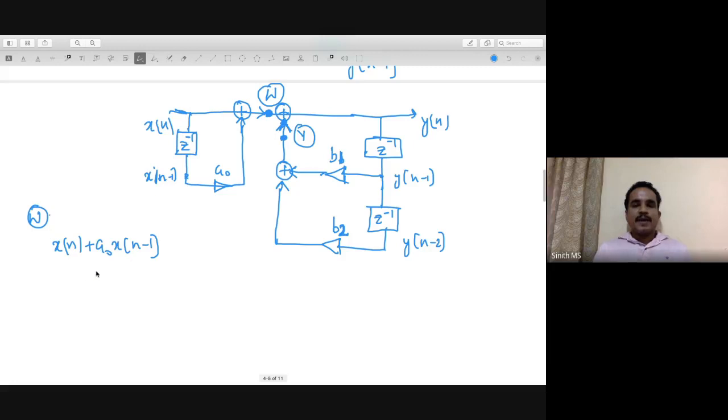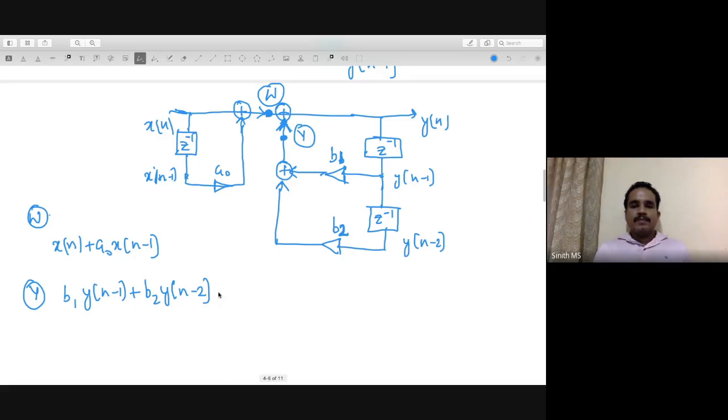So at Y you have the signal y[n] is here, y[n-1] is here, y[n-1] is multiplied by b1 and it's added. Along with that, y[n-2] is multiplied by b2 and added. So basically at Y you have b1 y[n-1] plus b2 y[n-2].